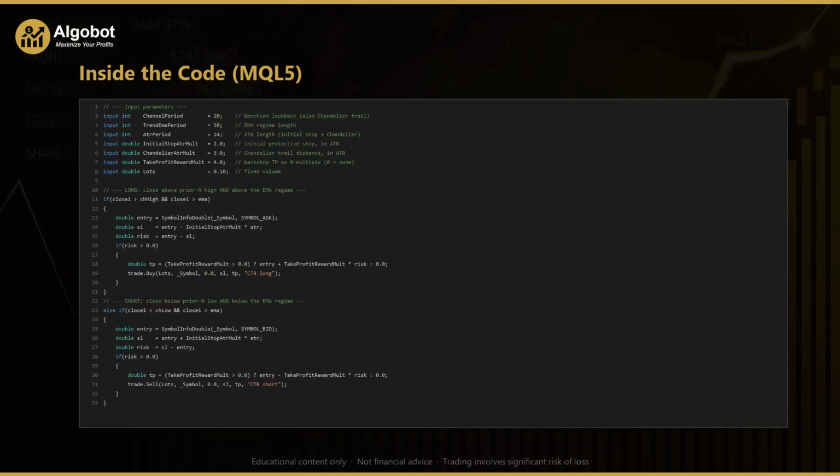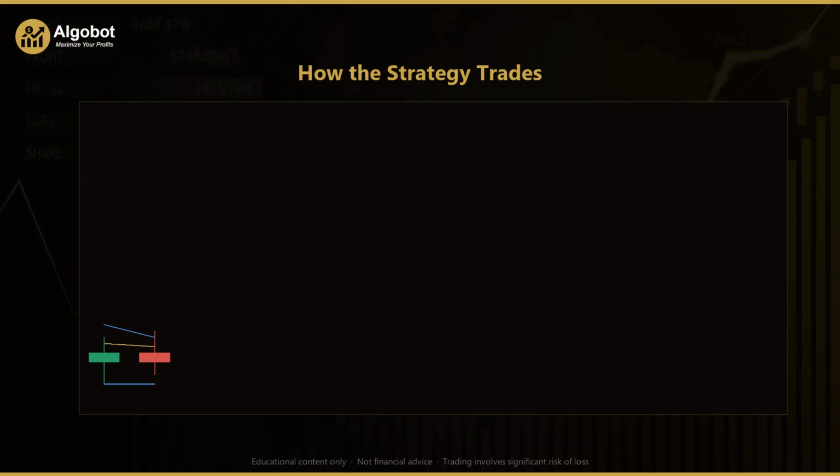Only the direction flips. Let's bring the whole strategy to life on a chart, walking through a long trade and then a short trade, one candle at a time. On screen, you can see our price candles, with two blue lines marking the Donchian channel, the upper band tracking the highest high, and the lower band tracking the lowest low of the recent bars, and a gold line for the 50-period moving average that defines the trend.